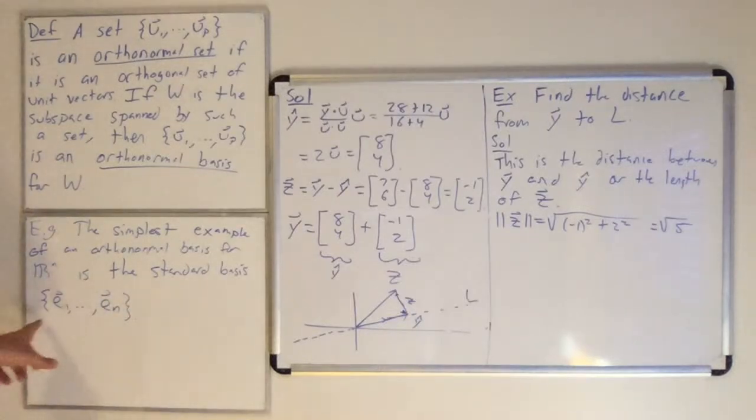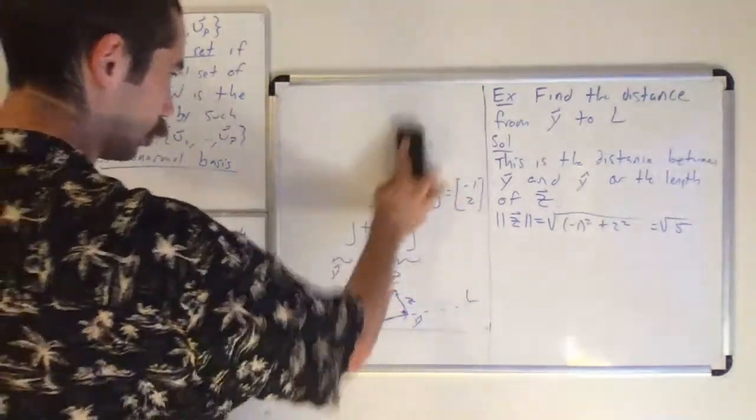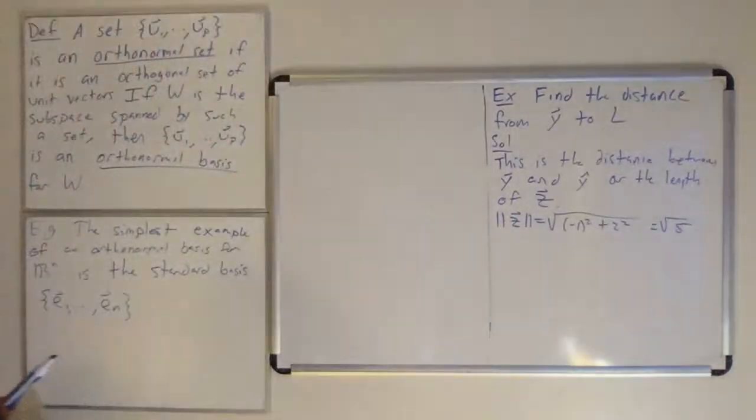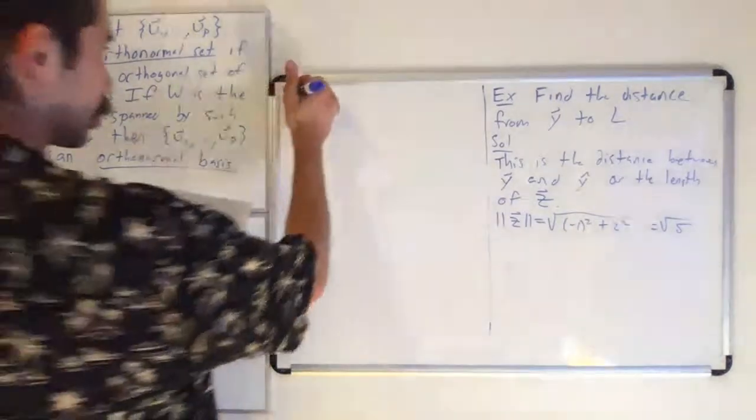Remember, these were vectors that had zeros for all of their entries except for one of them, which had a 1. Like e1 had a 1 in the first entry, e2 has a 1 in the second entry, and so forth. So it's not hard to show that they're all perpendicular to each other, and it's also not hard to show that their length is 1. Okay, so let's look at this example.